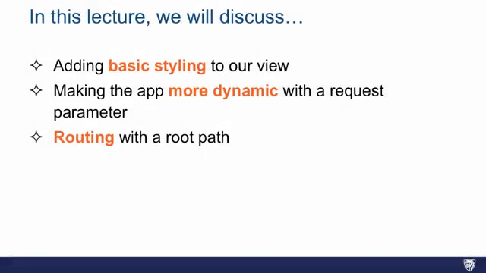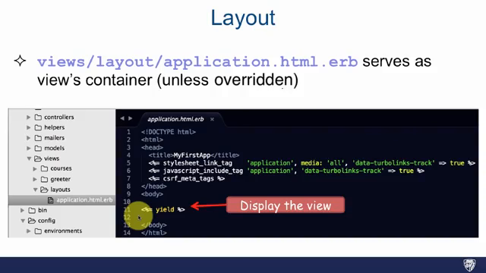In the previous lecture we integrated the Rails application with HTTParty, but it looks kind of horrible, so we're going to add some basic styling in this lecture to fix that. We're also going to make the application more dynamic and allow you to specify a request parameter, because right now the data is always being pulled for JHU, but we want to let the user specify what they're looking for. And we're going to talk about routing, the root path.